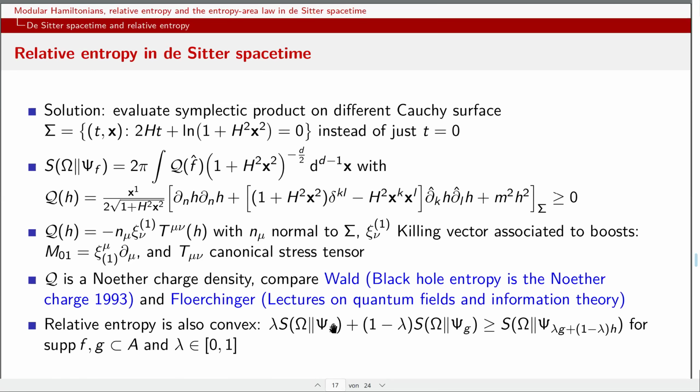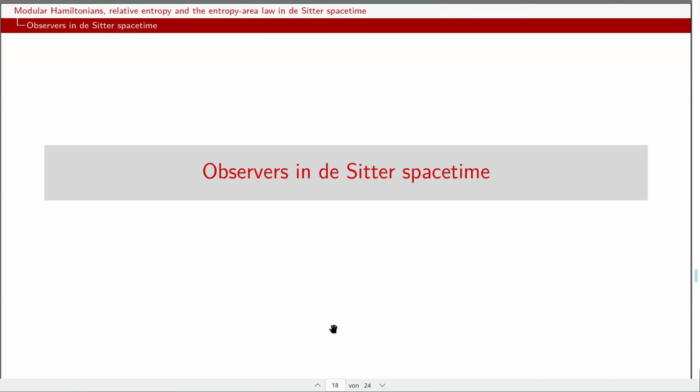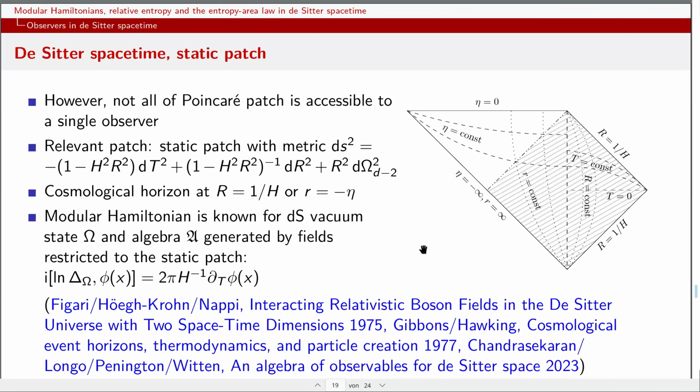Okay, very nice. But is this actually something that we can measure? What does this give us observationally? So what we actually have to look at are concrete observers in de Sitter spacetime. We know that not the whole Poincaré patch is accessible to a single observer. So here is a slightly different picture of the relevant parts of de Sitter spacetime.